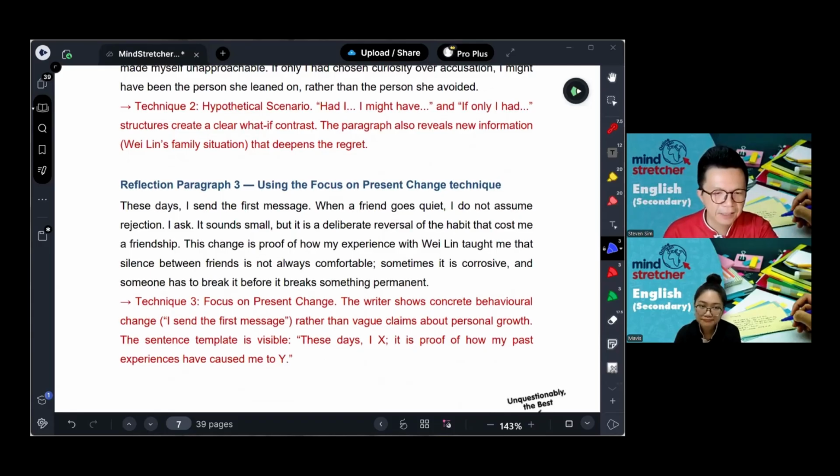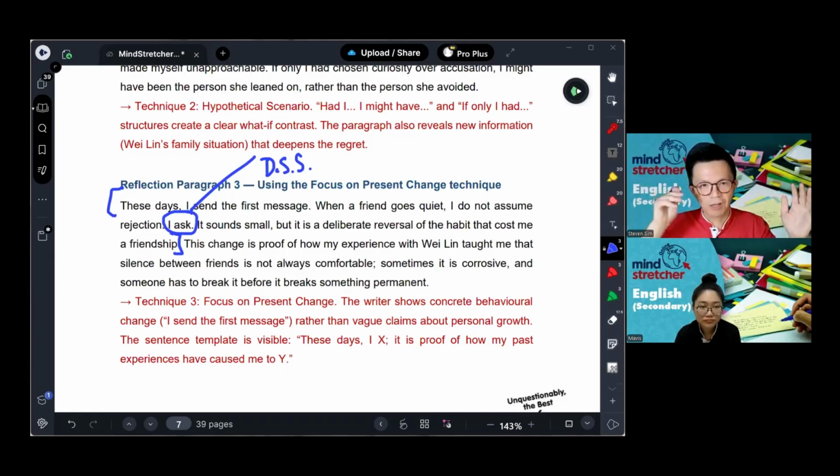Like this: these days, I do this. And so what do we have here? Oh, this is your dramatic short sentence. We have come across this before in primary school writing, right? So: when a friend goes quiet, I do not assume rejection. I ask. Great impact. It sounds small, but it's a deliberate reversal. So these are the types of sentence structures which you must now start to deploy, start to use, start to practice using.